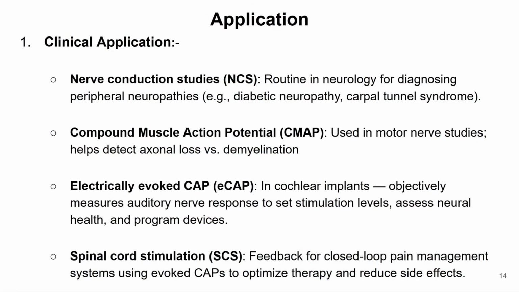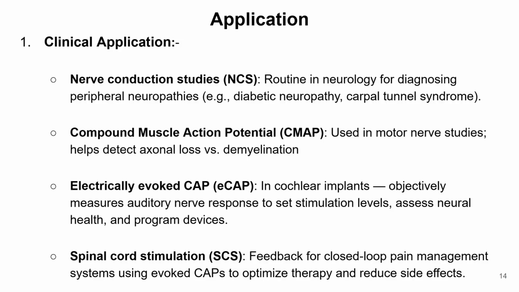Starting with clinical application, there are four major areas of application of compound action potential, namely nerve conduction studies, compound muscle action potential, electrically evoked compound action potential, and spinal cord stimulation. Compound action potentials are widely used in nerve conduction studies, which are routine diagnostic tools in neurology. They help us diagnose peripheral neuropathies, diabetic neuropathy, and other syndromes.